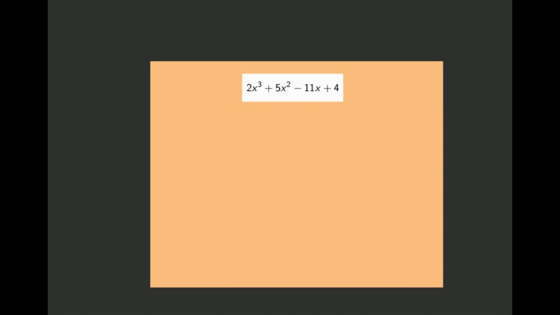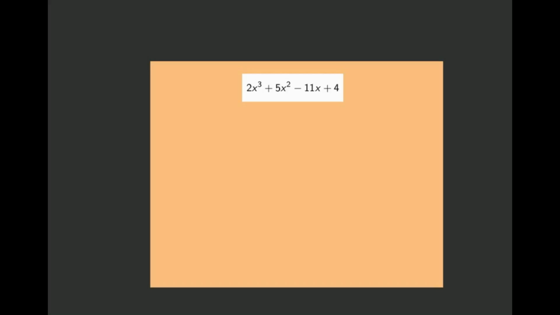So we want to talk about Newton's method. Newton's method is used to find the x-intercepts, or zeros, of certain functions. Here's one example: 2x^3 + 5x^2 - 11x + 4. There are other methods of finding the x-intercepts of a function like this.